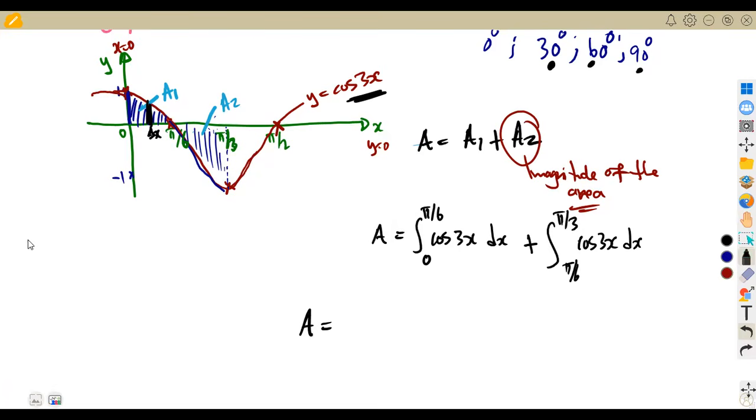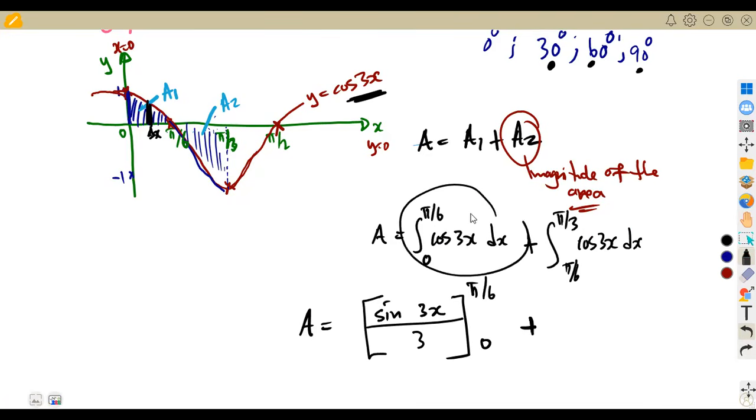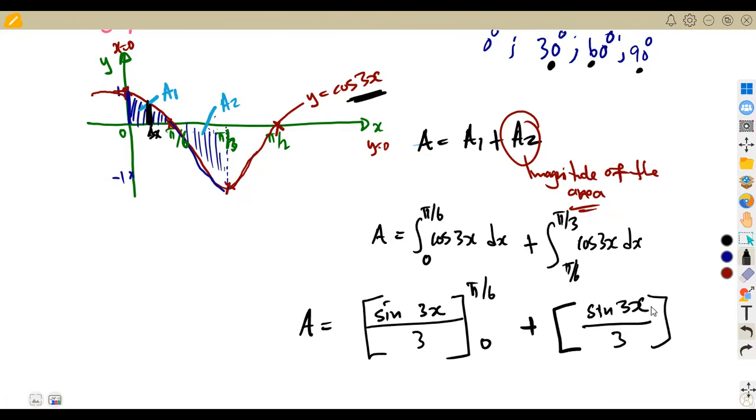Remember, the integral of cosine is sine, and you divide by this number 3. So it's going to be the sine of 3x over 3 in this case. Our limits are from 0 to pi over 6, plus the second integral. We integrated this, but it's the same as this one. The integral is again the sine of 3x over 3, taken from the upper limit pi over 3 to the lower limit pi over 6.